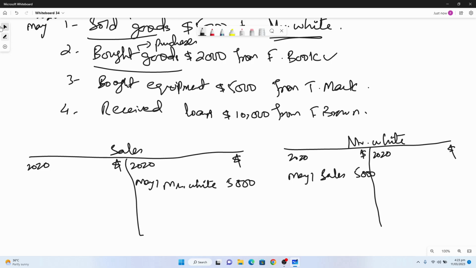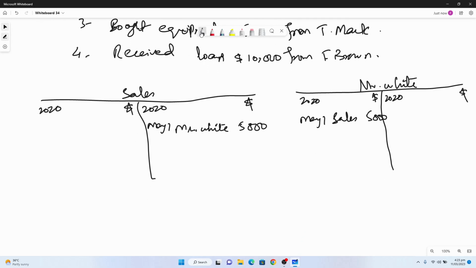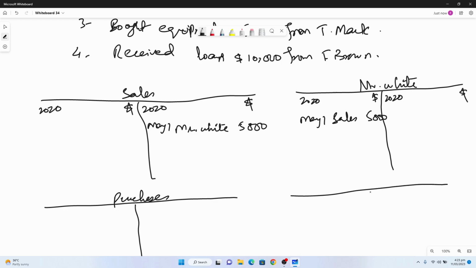Okay, so let's move forward with the T account. I'll be making 2 T accounts. One T account for the person from whom I have purchased it, and one T account for the purchases itself. As far as I remember, the name of the T account was F something. It was again F book. Yes, F book. Okay, so F book I'll be writing down.